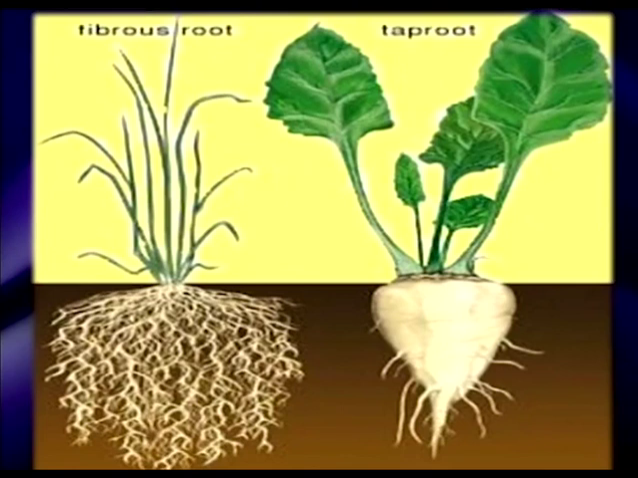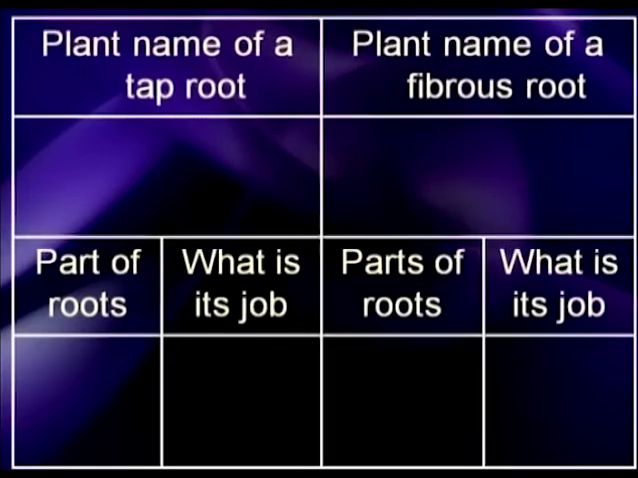Right, you got that? Now you are going to go back to your table. Back to your table. And you are going to draw a part of the root only, part of the taproot. And you are going to write down its name. You are going to write down its work. What does it do? What do the roots do?